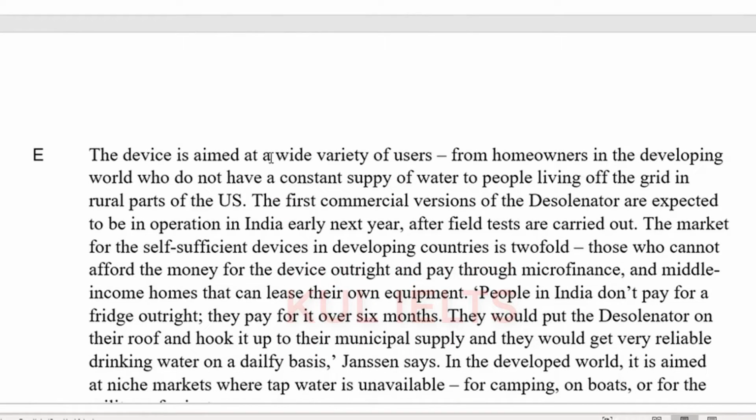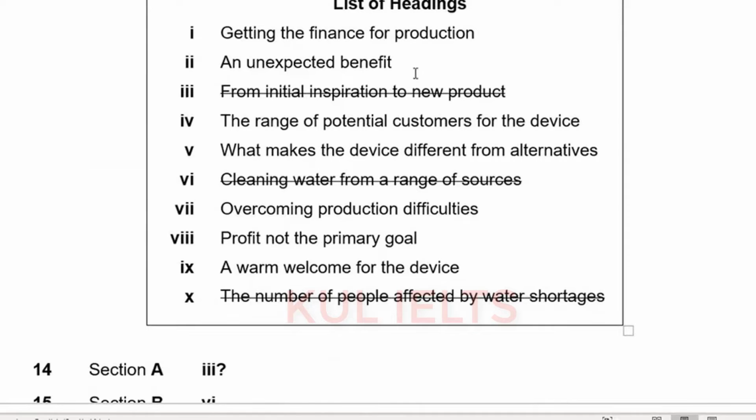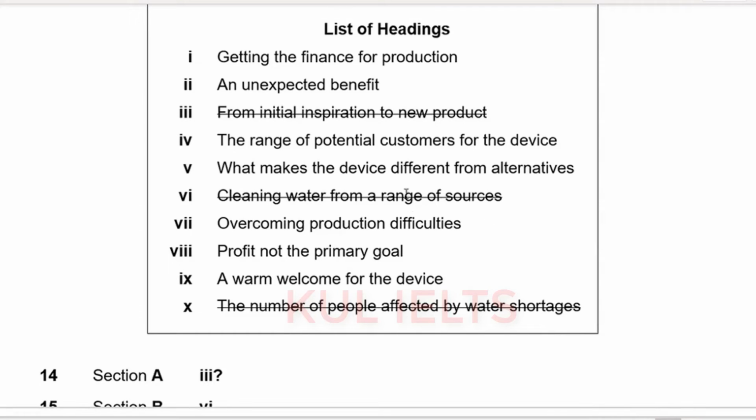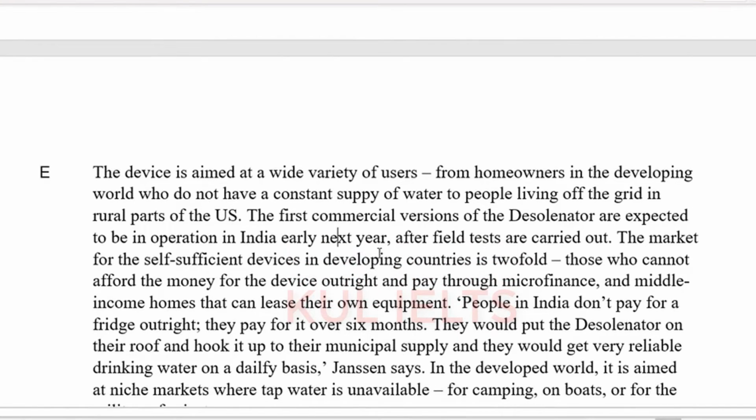The device is aimed at a wide variety of users, from homeowners to people living off the grid. A wide variety of users. Do they have commercial versions, India? A wide variety of users. Finance, benefit, range of potential customers. Range of potential customers is quite nice. Variety of users, range of potential customers. Again, right there, end of the first clause, end of the first couple of clauses, end of the first sentence. That's very often where the important information is. Wide variety of users, range of potential customers. It's close enough for me.